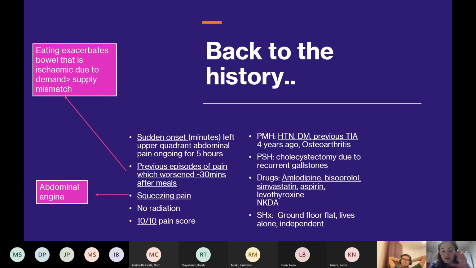The blood supply is diverted to the stomach, and also there's the metabolic demand of consuming the meal, so you get this shift. There's too much demand for too little supply, is the reason, if that makes sense. And so this squeezing pain that he's talked about is what would be termed abdominal angina, which can be quite indicative. It's a squeezing sensation.